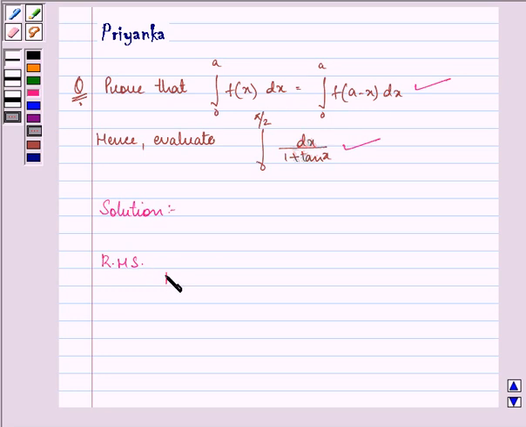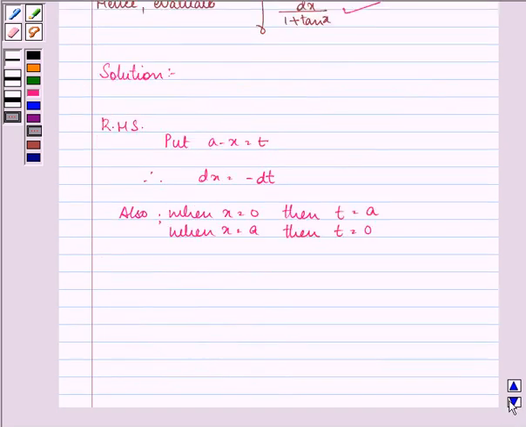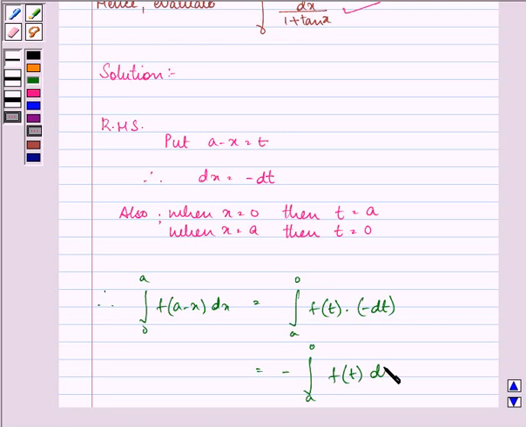For this, let us put a minus x equal to t. So we have dx is equal to minus dt, right? And also, when x is equal to 0, then t will be equal to a, and when x is equal to a, then t will be equal to 0, right? So we have integral 0 to a f(a minus x) dx written as a to 0 f(t) into minus dt. This further gives us minus a to 0 f(t) dt.